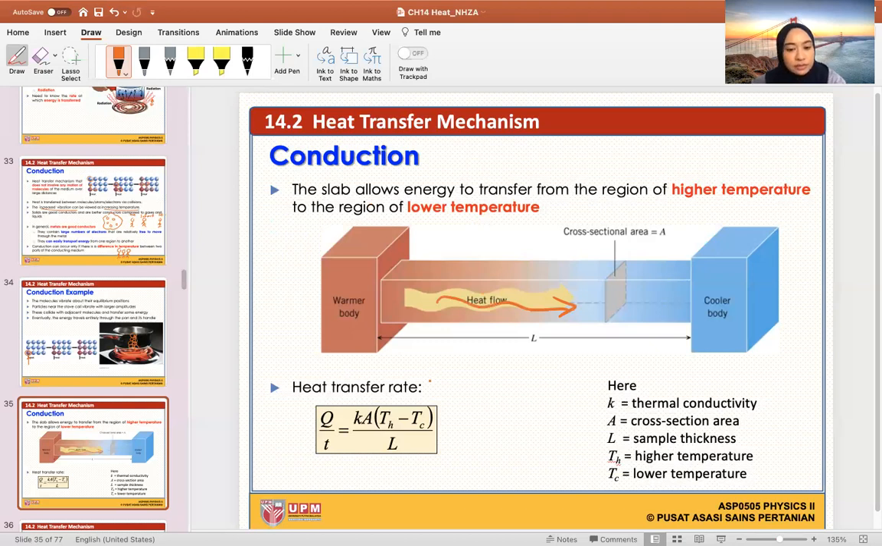So the heat transfer rate can be described by this equation. What is this equation? Q means heat energy. So heat energy is in joules, right? Joules, because it's a type of energy. Kita dah belajar energy last semester sampai dah muak, tapi kena belajar lagi sem ni. So energy is always in joules, right? So heat is a type of energy and it is in joules.